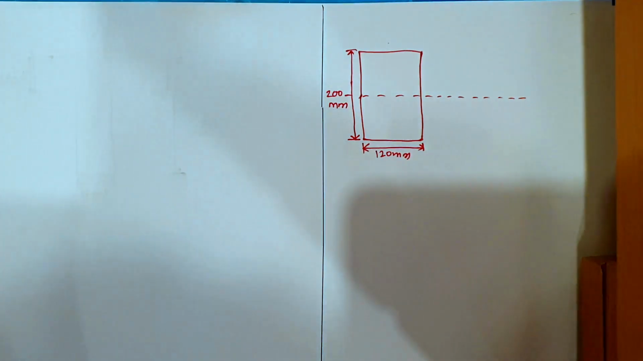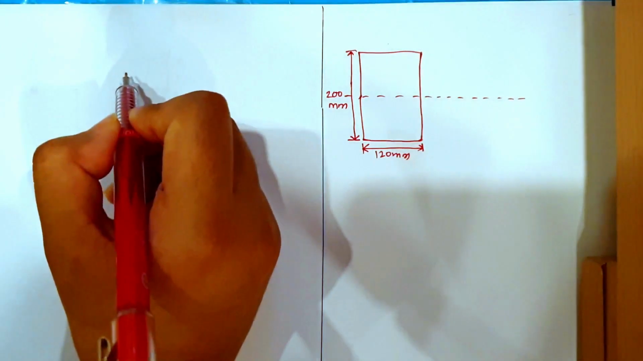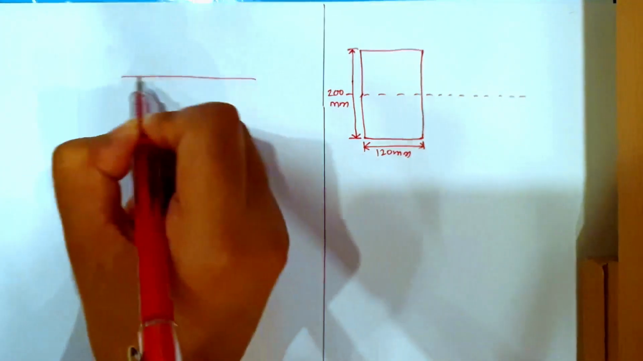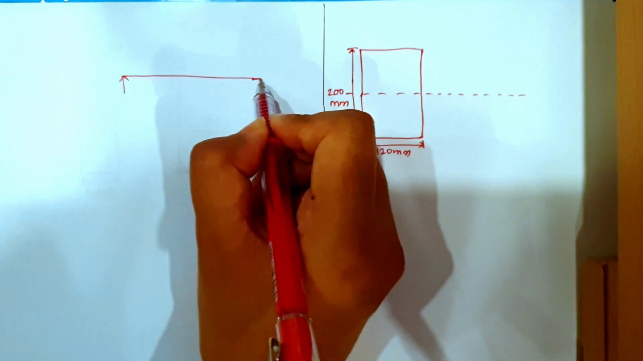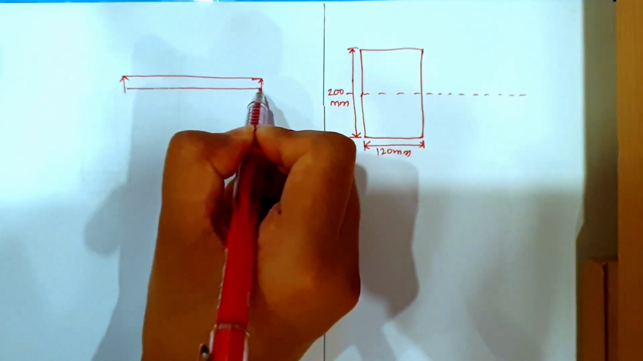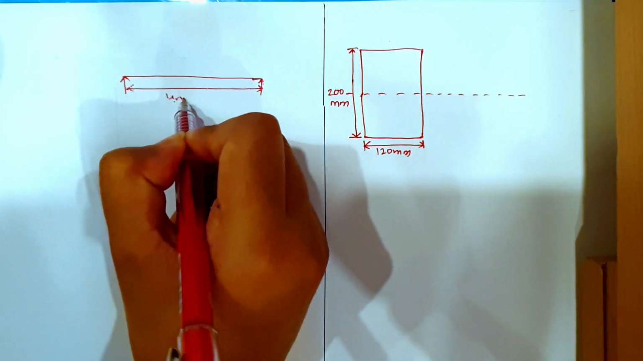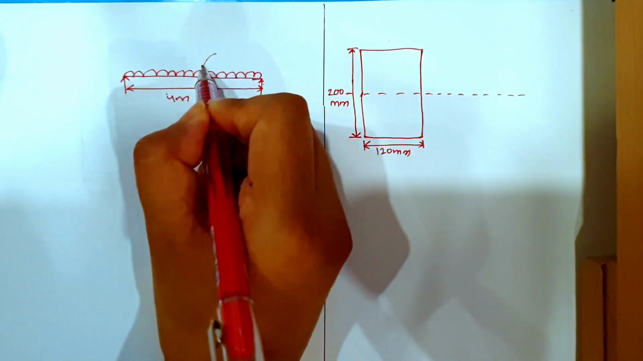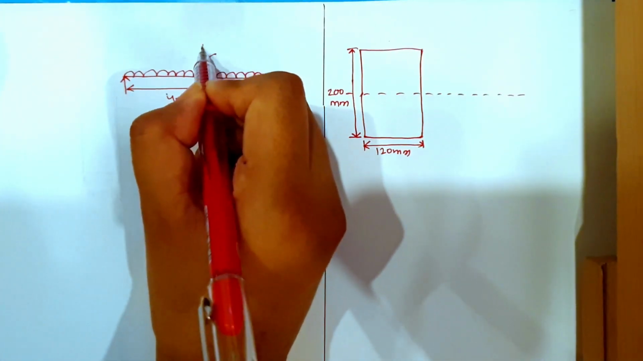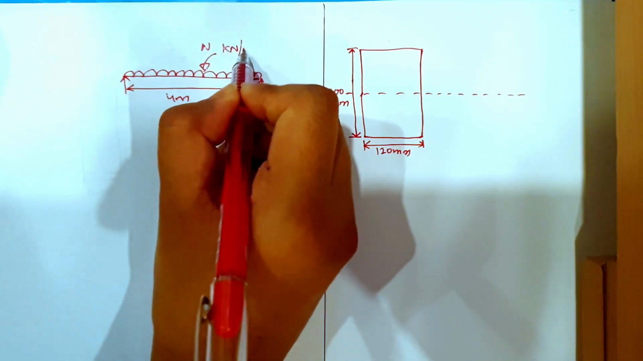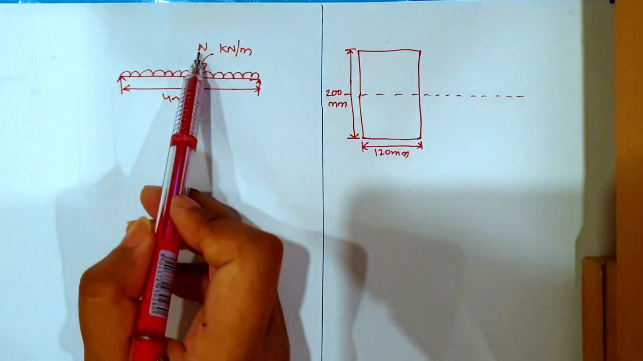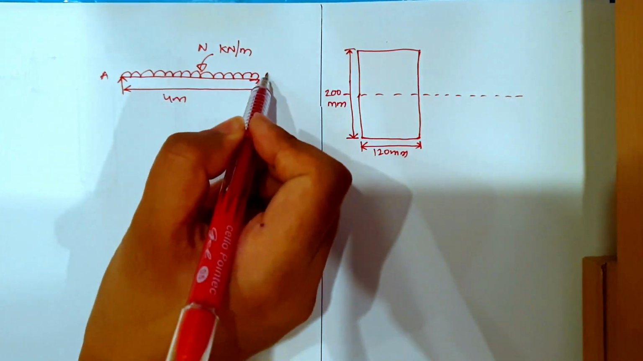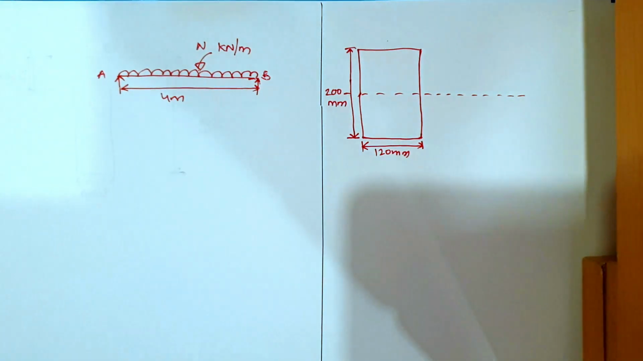Now, it says that it is simply supported for a span of 4 meters. Total span is 4 meters, and it carries a UDL over its entire span, and the intensity of this UDL is W kilonewton per meter. Now we need to find this W, so let me name these points A and B here. Now let us start by finding its moment, right?